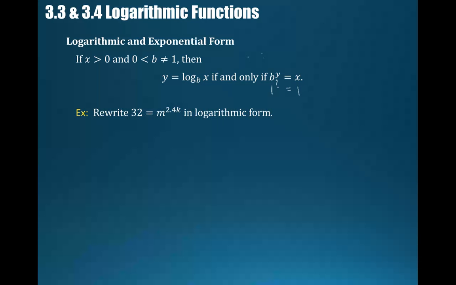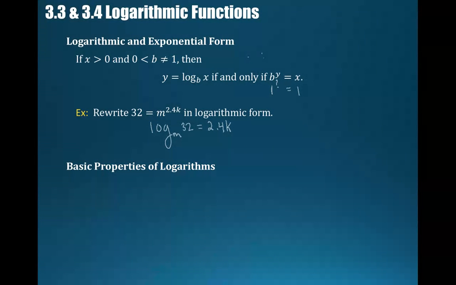If we want to start here, rewrite 32 equals m to the power of 2.4k in logarithmic form. Log base m of 32 equals 2.4k. And then if I needed to isolate k, I could divide by 2.4. That might be something that I'm doing there. So this is saying, what power turns m into 32? The power that turns m into 32 is 2.4k.